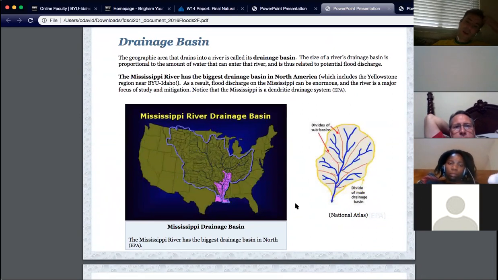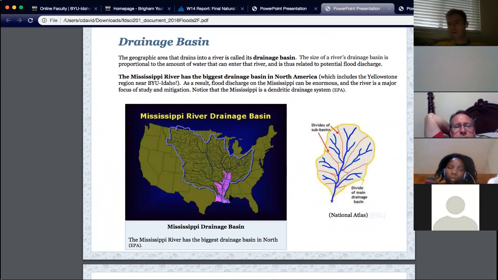Then we've got what's called drainage basins. So basically, a drainage basin is the area that drains into a river. This is the Mississippi River Drainage Basin. Basically everything within this outline, all that water goes into the Mississippi and out into the Gulf of Mexico. So the drainage basin is just the geographic region that drains into that particular major river. This is something you look at with major rivers like the Mississippi, the Missouri, the Colorado, things like that.